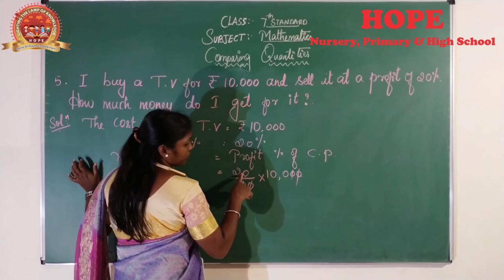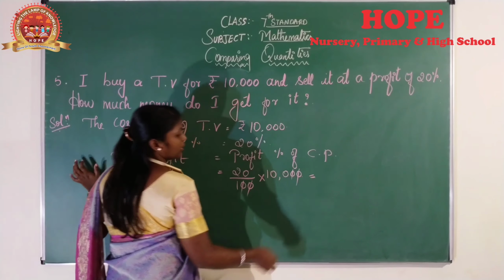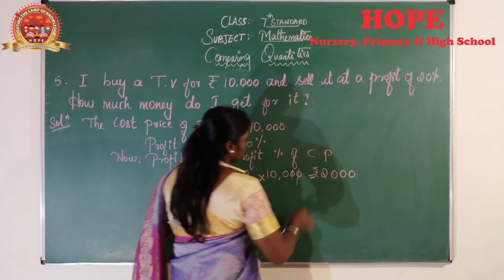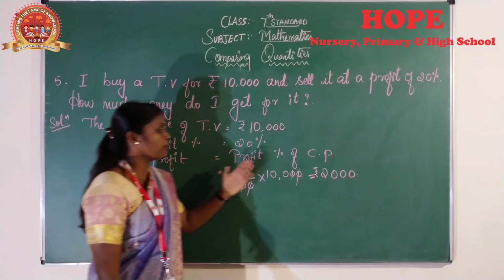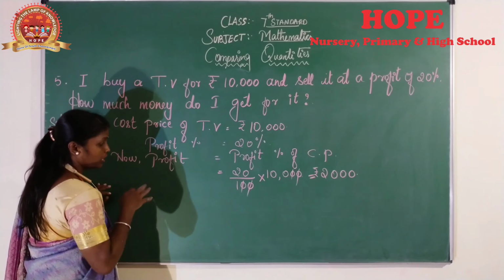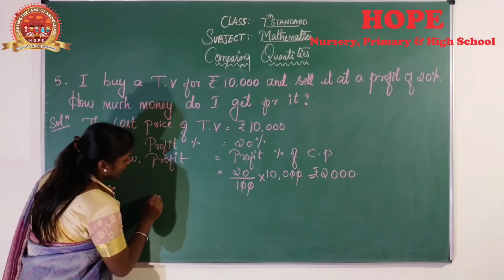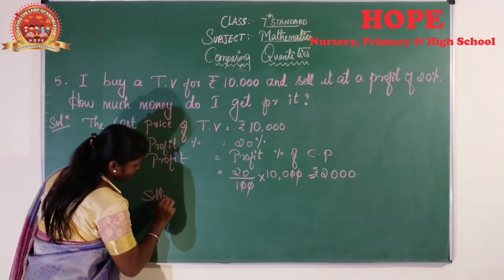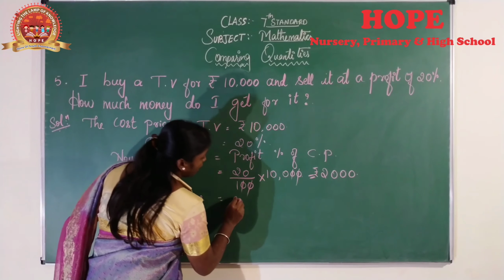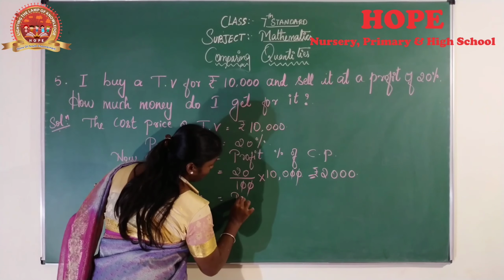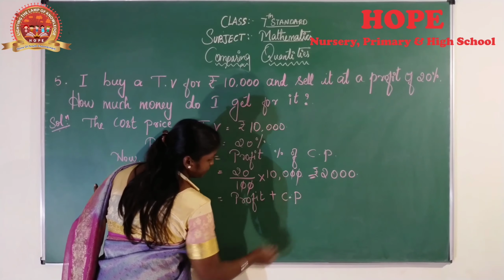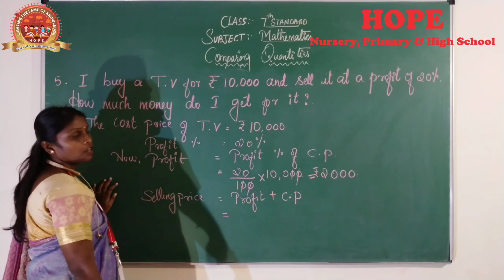So 20 into 100 is nothing but 2,000. So the profit amount is 2,000. So for how much he might have sold, if you wanted to calculate, for that the selling price is equal to profit plus the cost price, CP. Okay, profit amount plus the cost price.